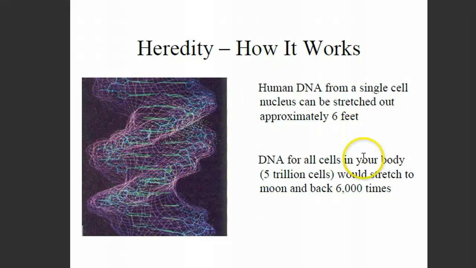The DNA for all the cells in your body, those 5 trillion cells, would stretch to the moon and back some 6,000 times. If you were to just lightly scratch your arm, you'd be removing hundreds of cells. And every single one of those cells would have the complete instruction set for how to make a physical copy of you.